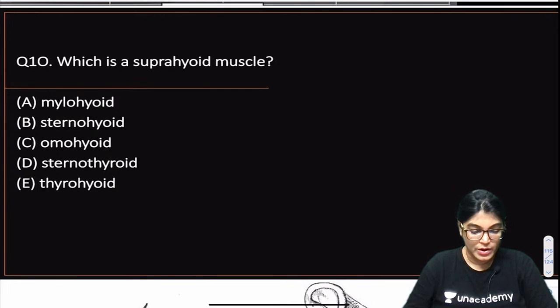Mylohyoid, sternohyoid, omohyoid, sternothyroid, thyrohyoid. So Akshit Bhatt is telling it's omohyoid. Okay. Suprahyoid. I am asking suprahyoid. 10C. C is omohyoid.